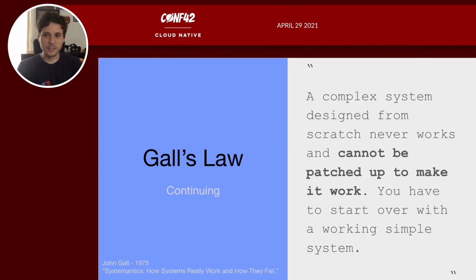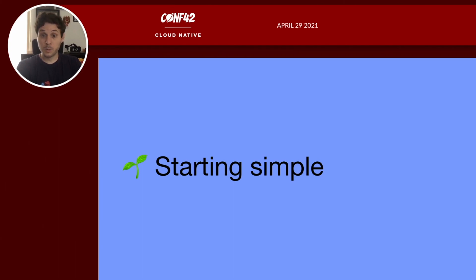Gall's law also states that a complex system designed from scratch never works and cannot be patched up to make it work. If we start a complex system from scratch as a complex design, you have to start over with a working simple system. That's why we should start simple. And I'll start with some examples of myself.